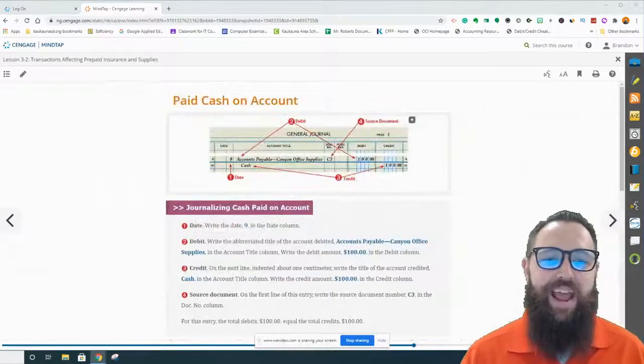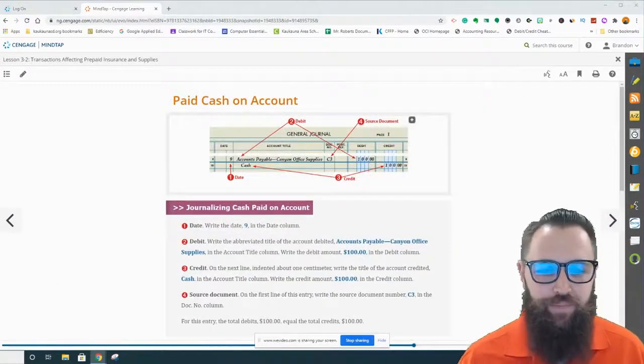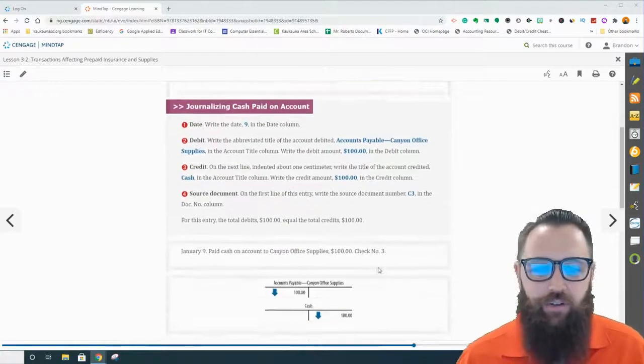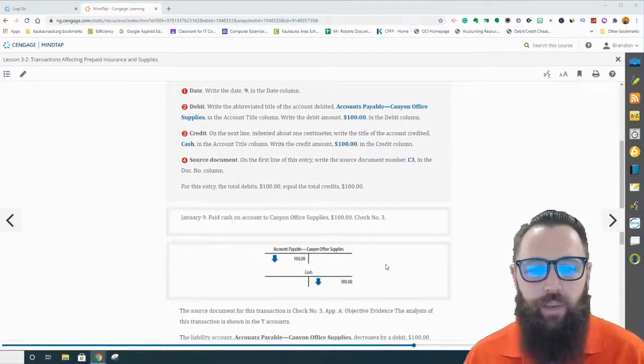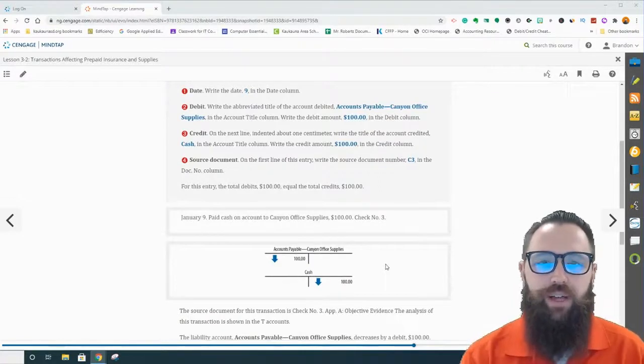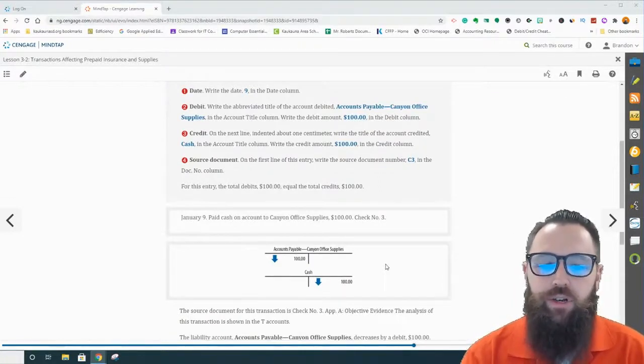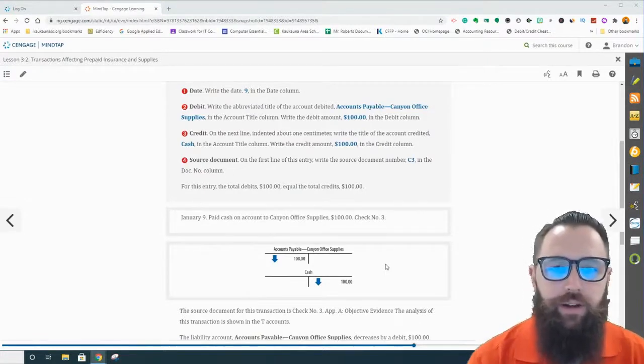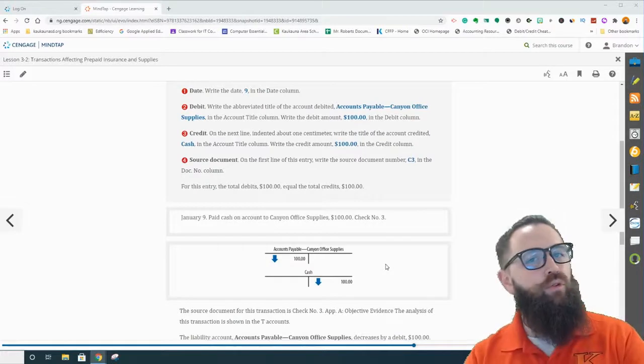So next, we're going to pay cash on account. This is very similar to all the other transactions that we've done. We look at it: January 9th, we paid cash on account to Canyon Office Supplies. We write out our T accounts and ask, what's going to be affected? Well, I know that cash is going to be affected. It says I paid it, so cash is going to have to be credited.